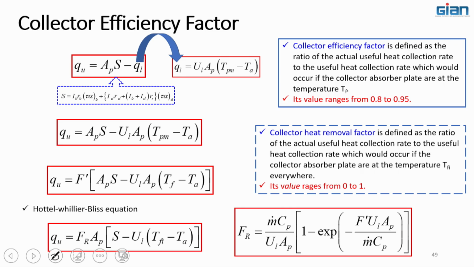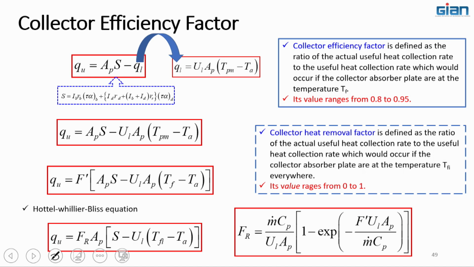The collector heat removal factor is defined as the ratio of the actual useful heat collection rate to the useful heat collection rate which would occur if the collector absorber plate were at the temperature of TFI everywhere, and its value is 0 to 1. Okay. So the higher the value, the better the performance.